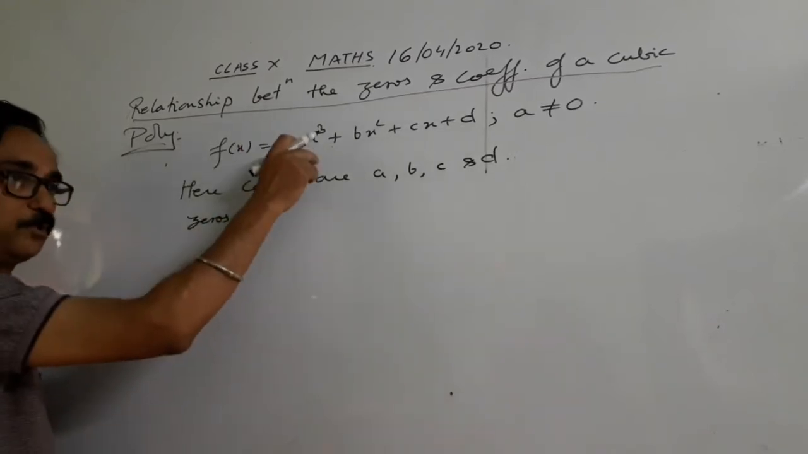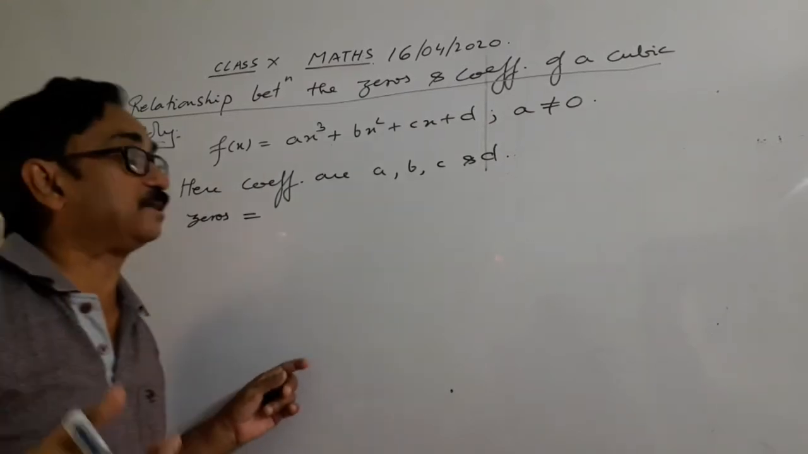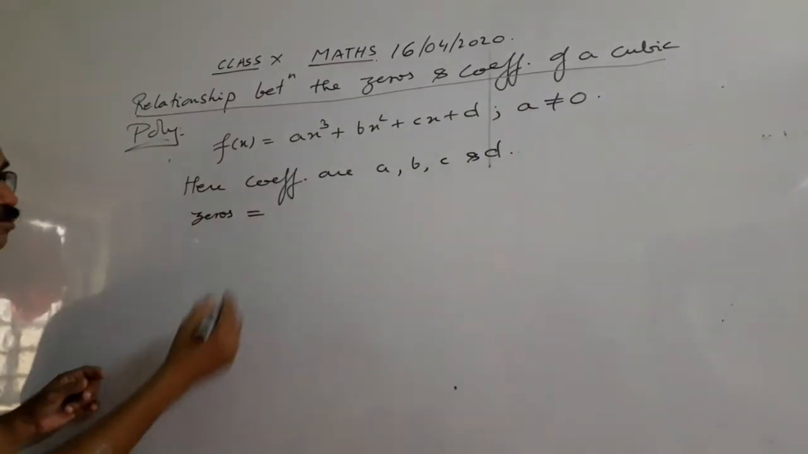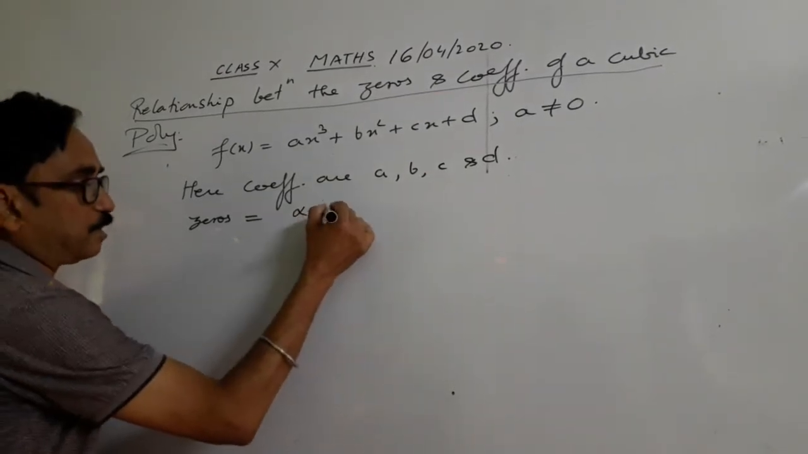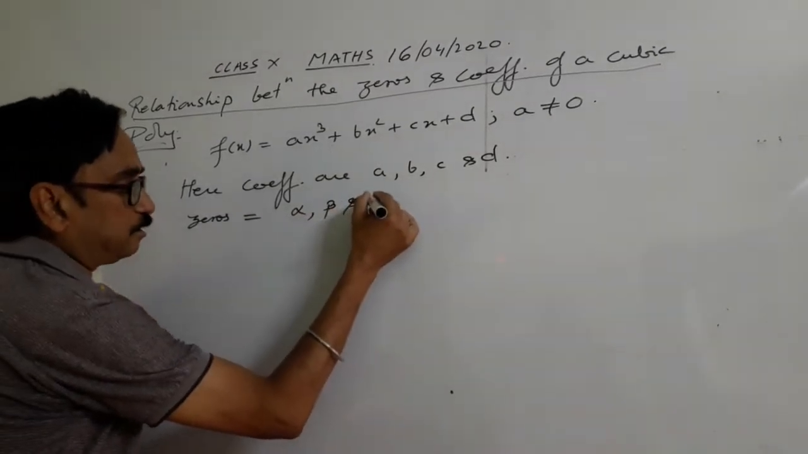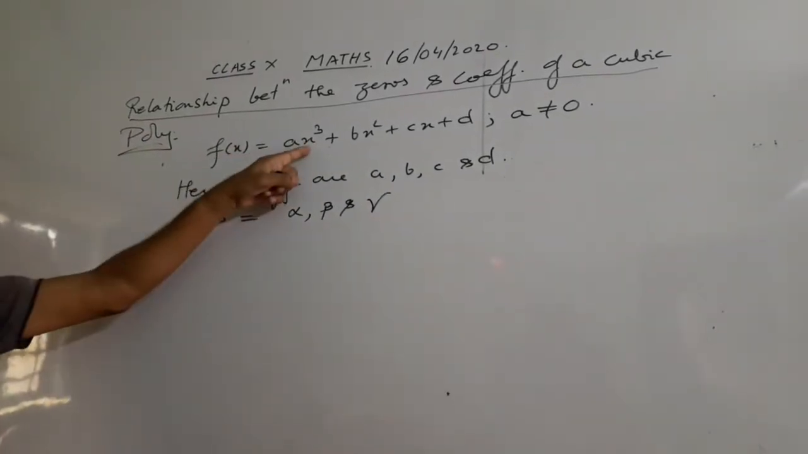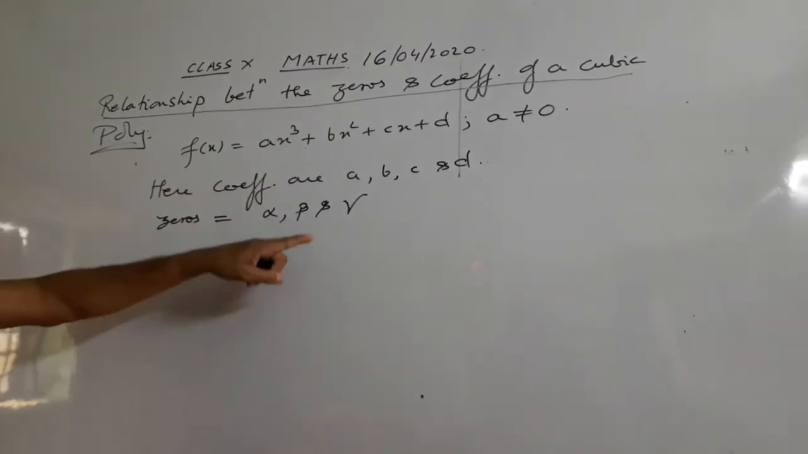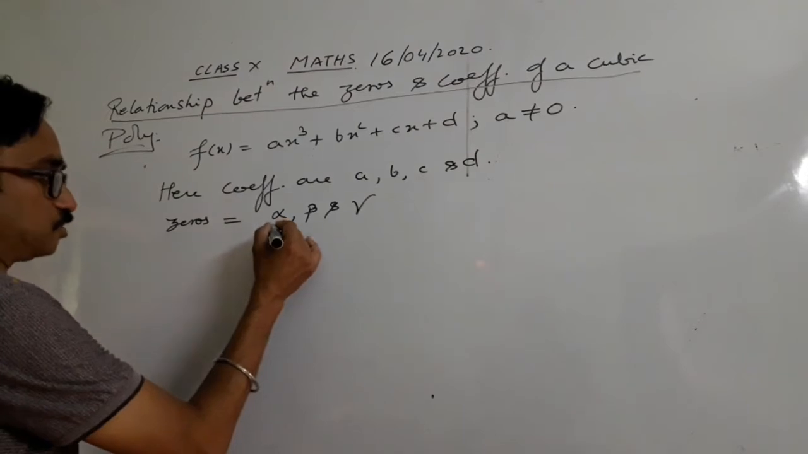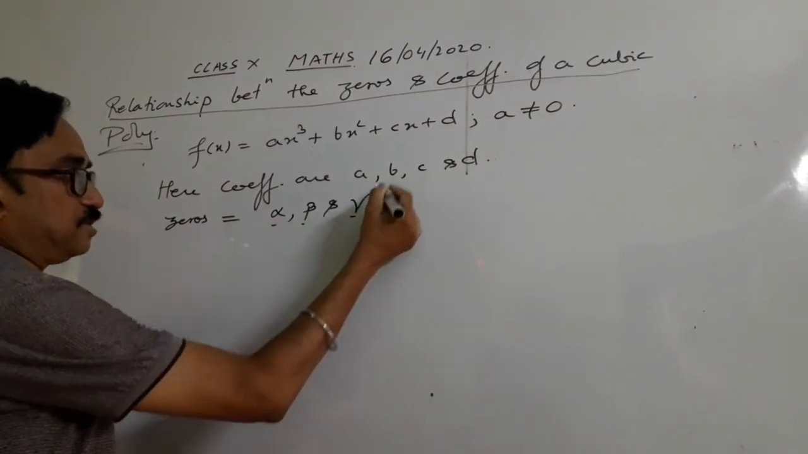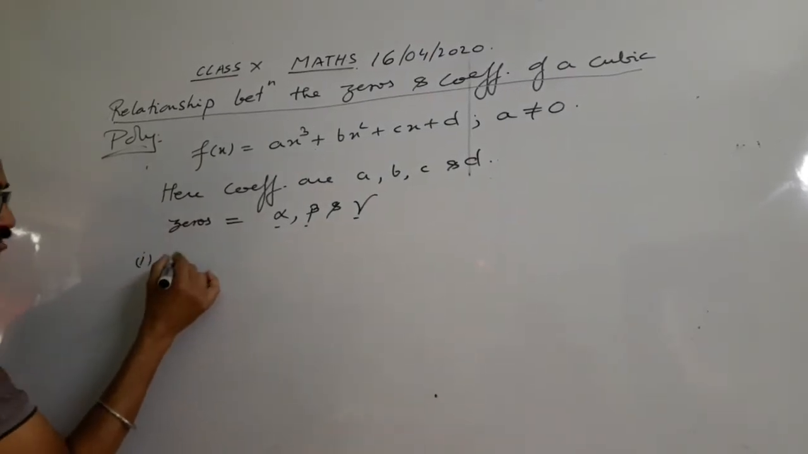As it is a cubic polynomial, it has three zeros, three roots and three solutions. The first zero we represent by alpha, the second zero we denote by beta, and the third zero we denote by gamma. So there are three zeros, as the degree of a cubic polynomial is 3. So 3 roots, 3 solutions, or we can say 3 zeros. Now we have to take the relationship between these three and the coefficients. So there will be 3 relations.